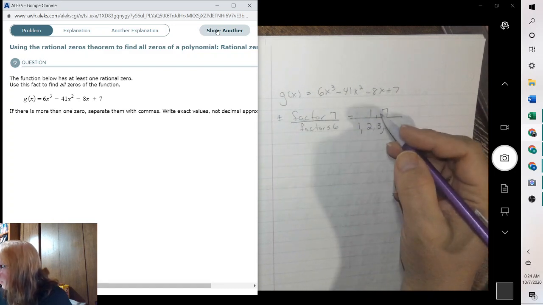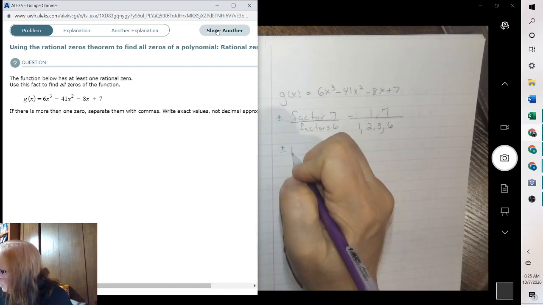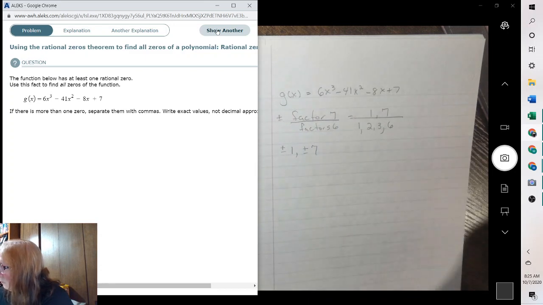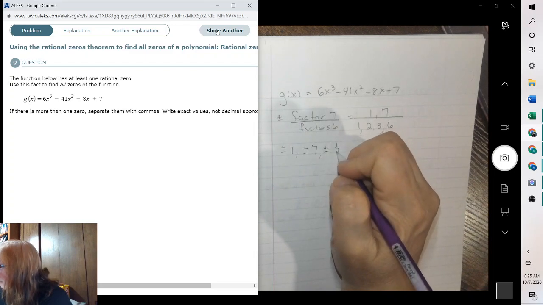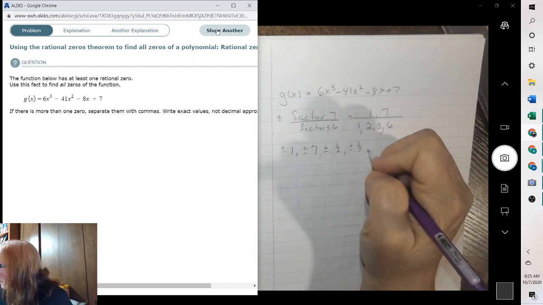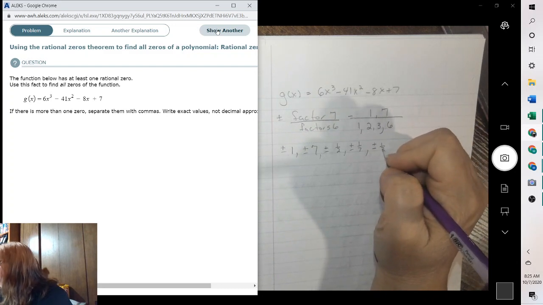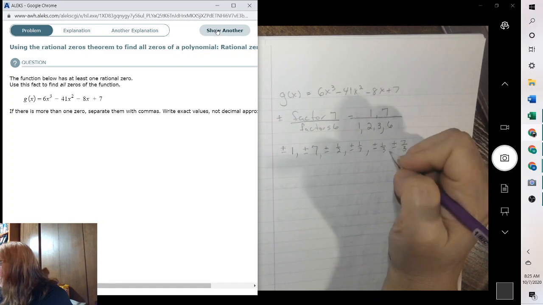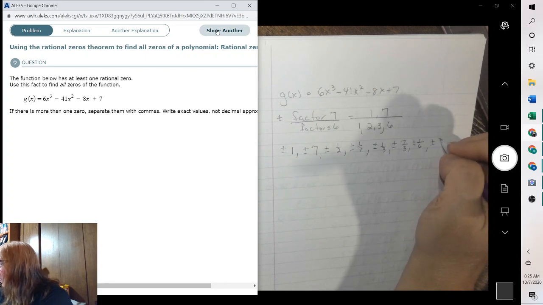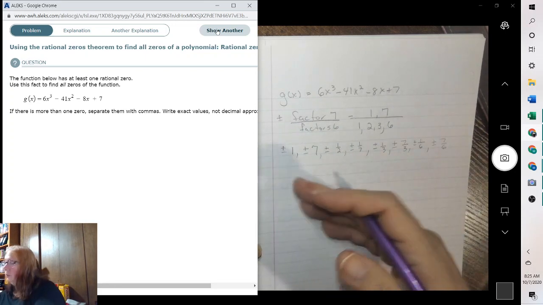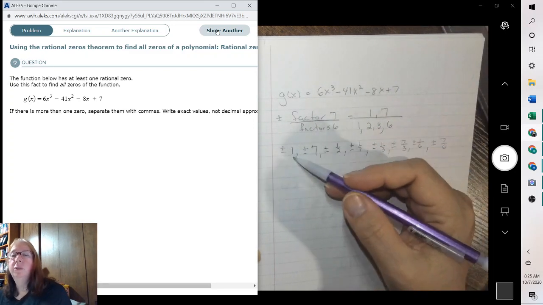So then you take these values and divide each of them by what's in the denominator. So we have plus or minus 1, plus or minus 7. And then dividing it by 2, we have 1/2 and 7/2. Then we divide by 3, plus or minus 1/3, plus or minus 7/3. And then divide by 6, plus or minus 1/6, plus or minus 7/6. And none of these reduce, so all of these are possible. Only 3 of them are answers, but all of them are possible.